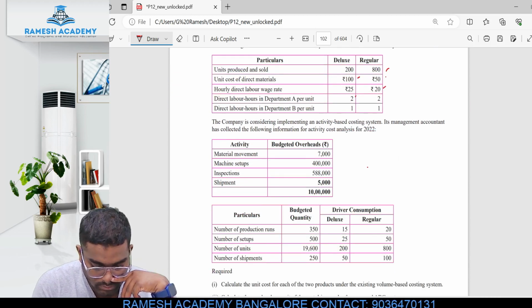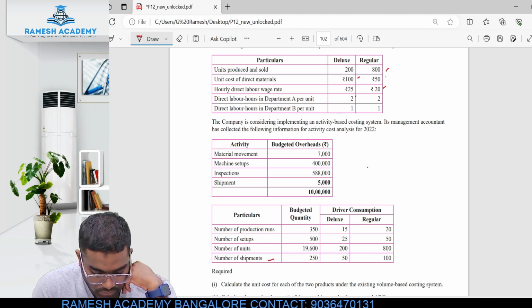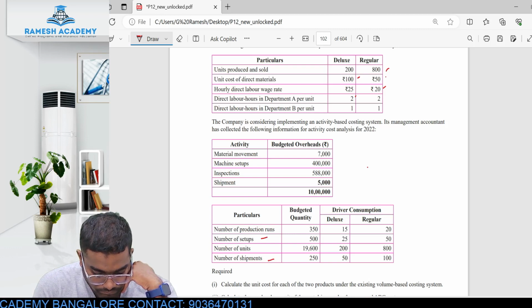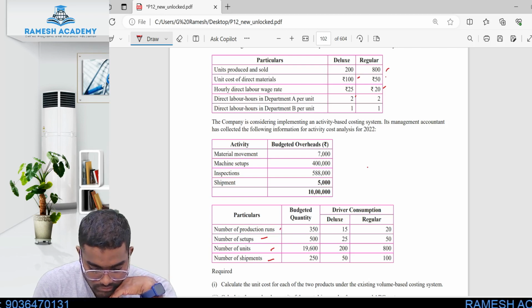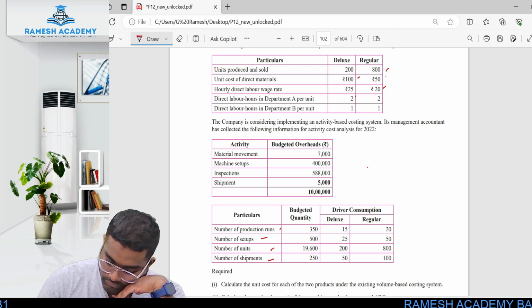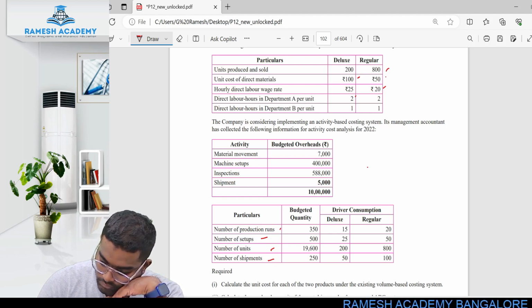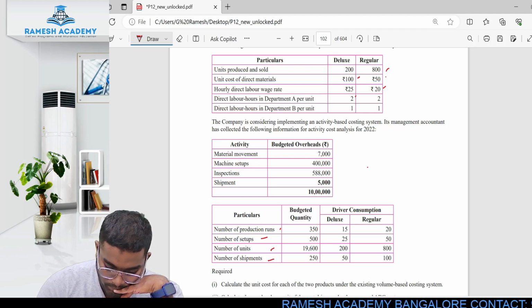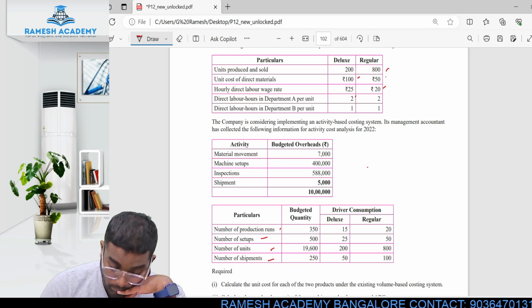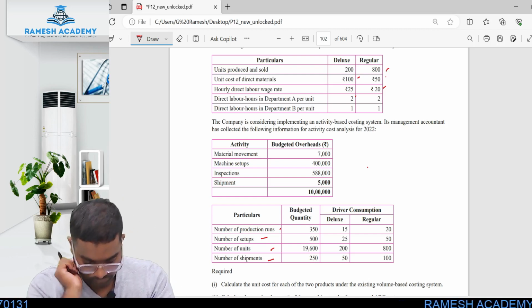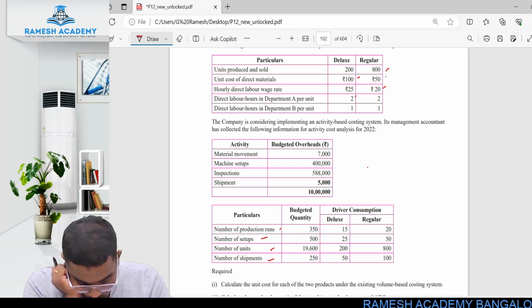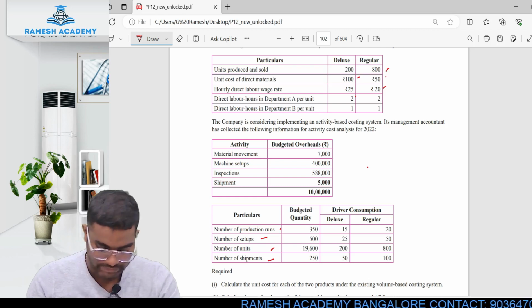See, machine movement, setups, inspections and shipment. Shipment we can go with number of shipments. Setup we can go with number of setups. See, production run and units. Inspection we can go with number of units, and movement we can go with production runs, I guess. So 350 plus 15 plus 20, 385. So yes, material movement we can take production runs, setups we can take number of setups, inspections we can take number of inspections, and shipments we can take number of shipments.